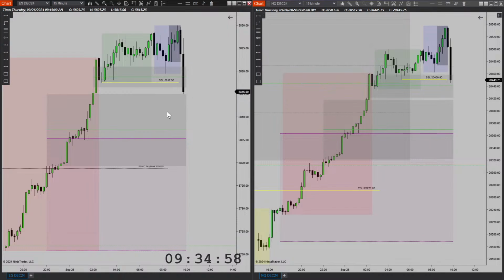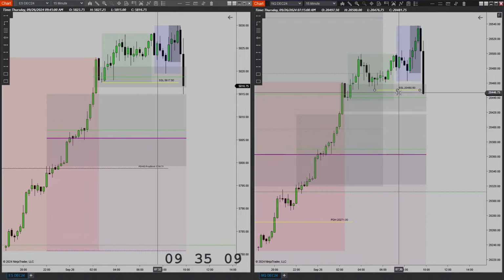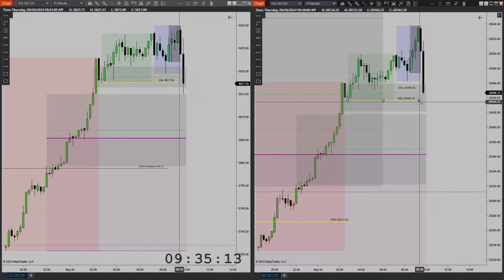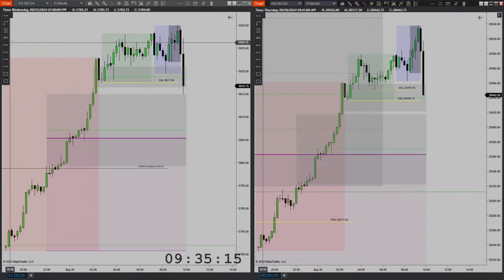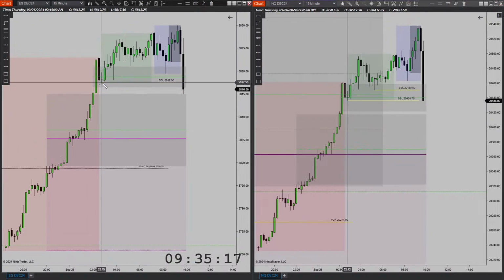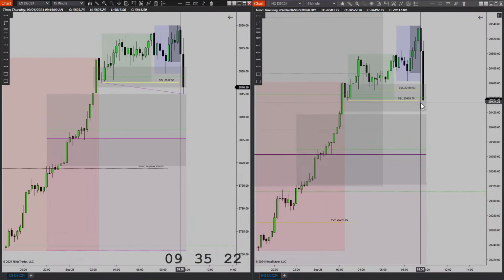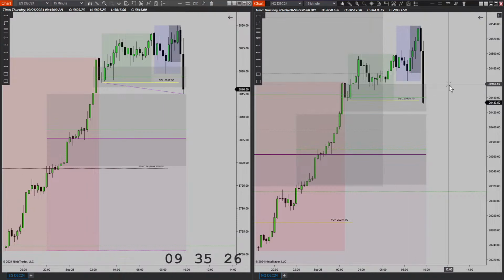Again, I don't want to see price come down to this area. I want to see it stay up here. Didn't tap it just yet, but I'll add this as well. That kind of gives us SMT between this low here and this low here. But if it takes this low, never mind, it already took it. We just took out sell side on both.